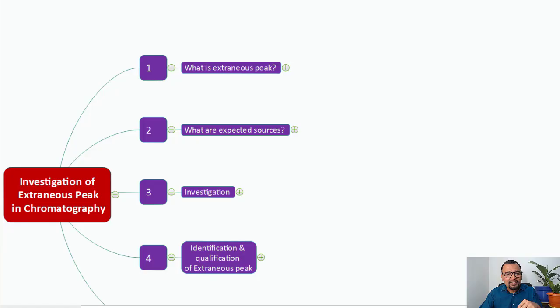In case you are conducting a routine analysis for your test sample, or maybe a stability analysis, and you have found a very unique peak which was not observed in the earlier batches or during the earlier stability station, then you have actually found the extraneous peak. So let us begin with the presentation now.